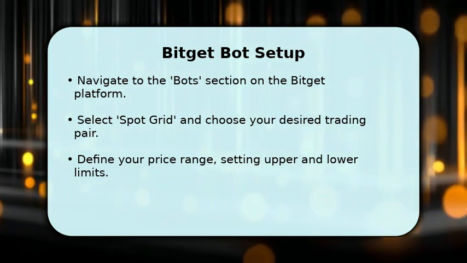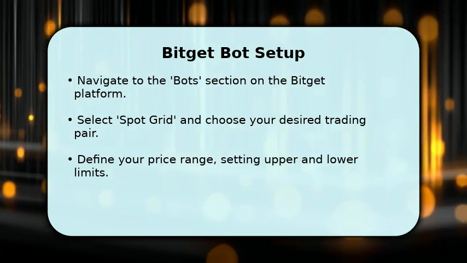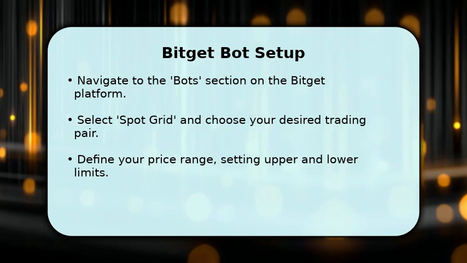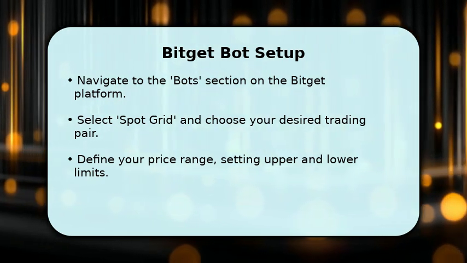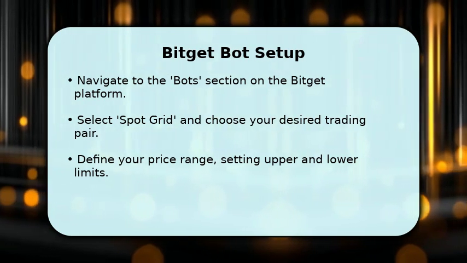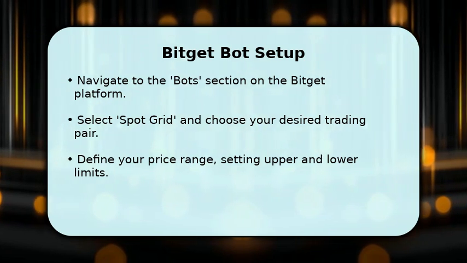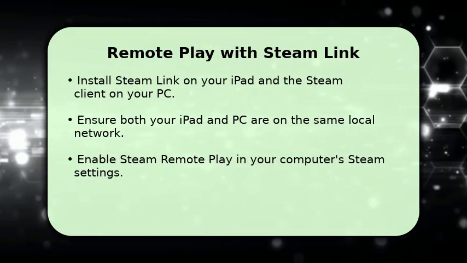Next, you'll define your trading parameters. This includes setting the upper and lower price limits for your grid, which determines the bot's operational range. You'll also specify the number of grids, influencing the density of your buy and sell orders, and the total investment amount.